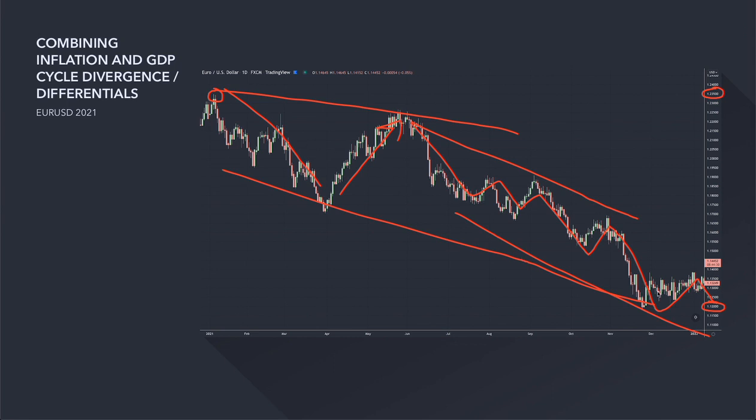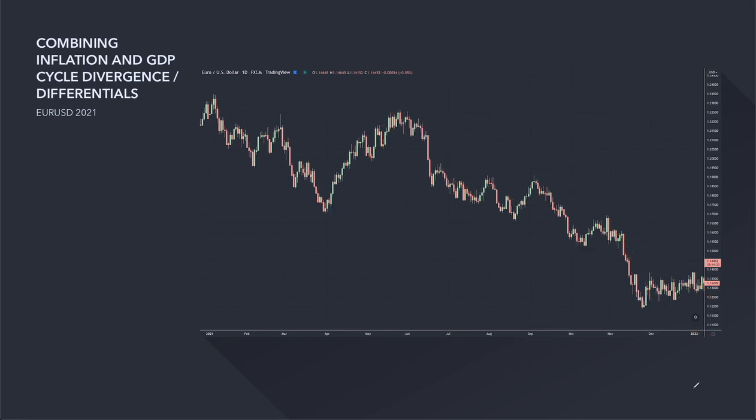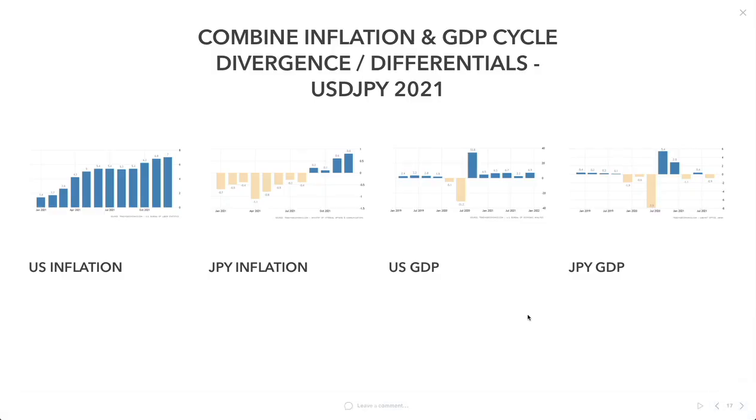So that is pretty much what happened. Light bulb moment. How many of you are getting that light bulb moment? We'll do it again on another pair. Again, last year, combining inflation and GDP cycle divergence differentials, and we do it on the dollar yen.